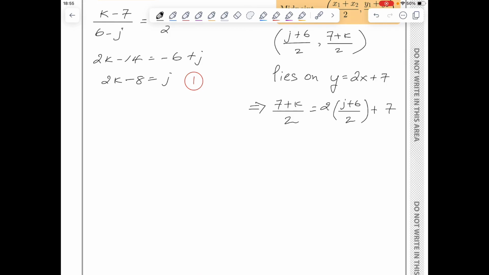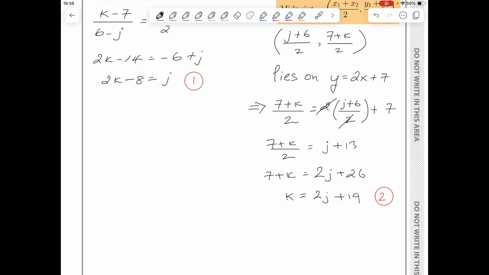So let's solve this one. Before solving, I will cross out the 2 and the over 2. So I get (7 plus k) over 2 is equal to j plus 13. Let's cross multiply. 7 plus k is equal to 2j plus 26. And finally, I'm going to leave k on its own. So k is equal to 2j plus 19. And this is the second equation that I'll have to solve with equation 1.